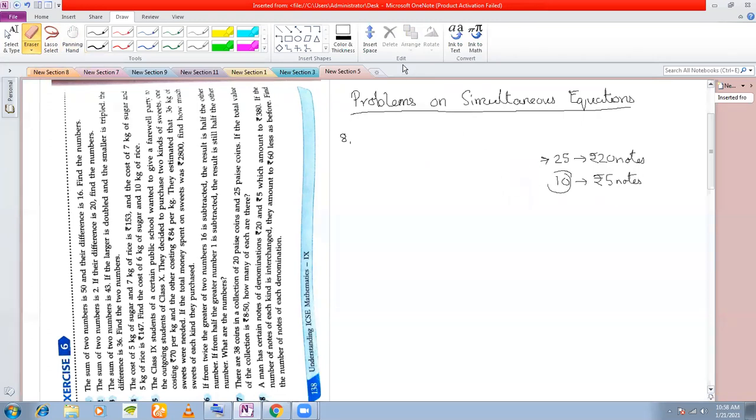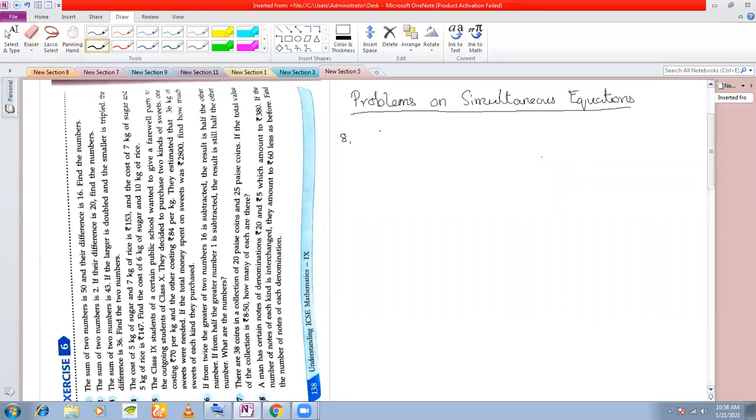When the number of these notes are interchanged, they amount to rupees 60 less than before. Now what do you mean by 60 less than before? What was the earlier amount? He had 380 in his pocket. Now he has rupees 60 less. If the number of notes are interchanged, that means he has 320 rupees. So the question is, find the number of notes of each denomination.